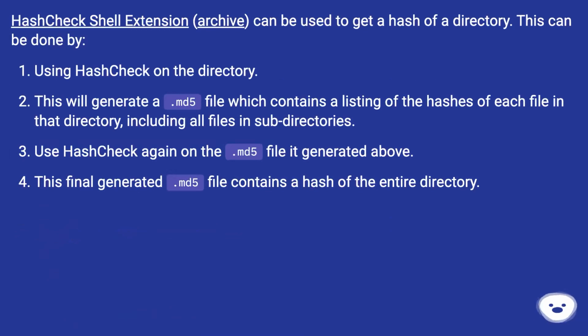The HashCheck shell extension can be used to get a hash of a directory. This can be done by using HashCheck on the directory. This will generate a .md5 file which contains a listing of the hashes of each file in that directory, including all files and subdirectories. Use HashCheck again on the .md5 file it generated above. This final generated .md5 file contains a hash of the entire directory.